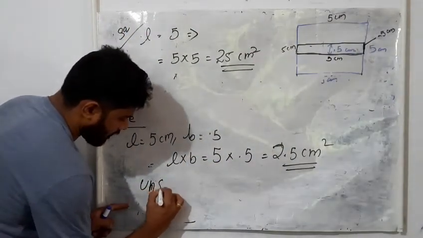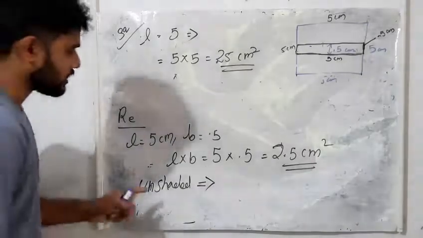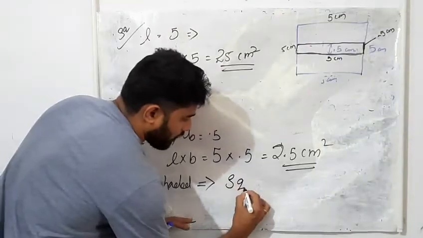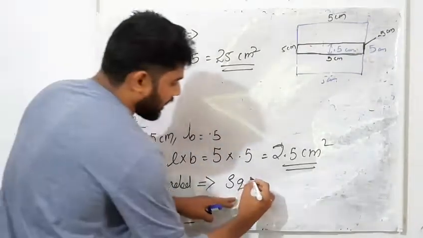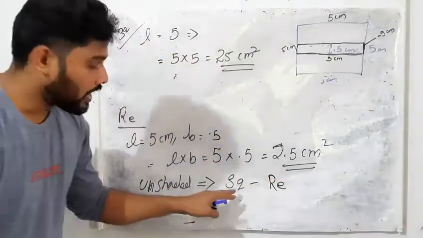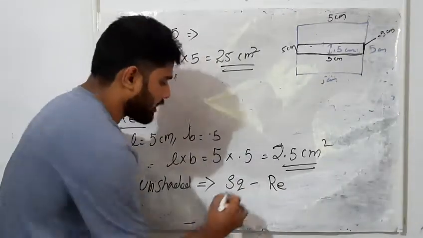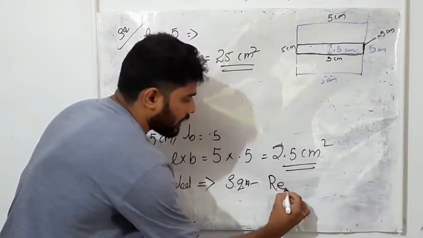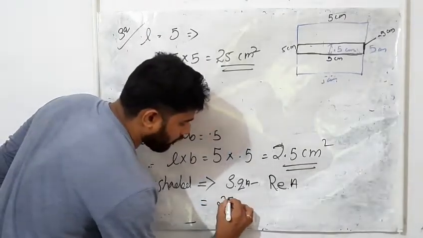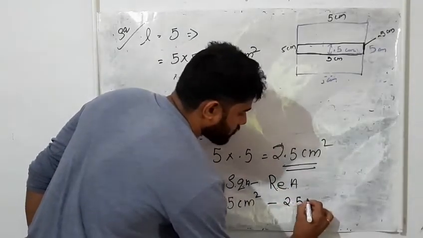That means unshaded portion area is equal to square area minus rectangle area. Understood? I'm just doing this in short form, you have to write it in full form. Square area minus rectangle area. So the square area here is 25 centimeter square and the rectangle area is 2.5 centimeter square.